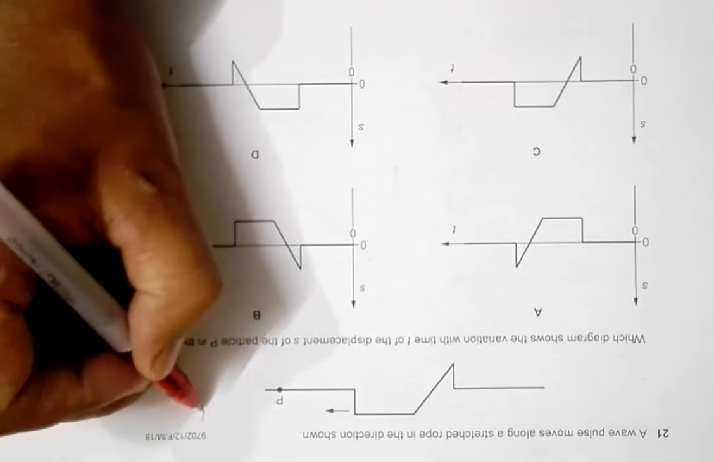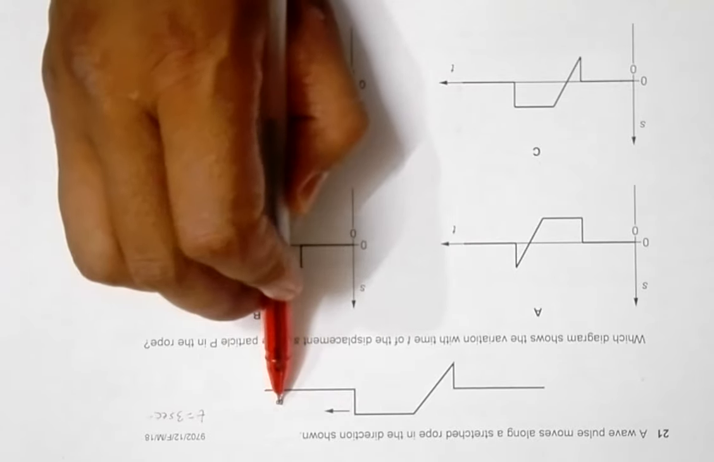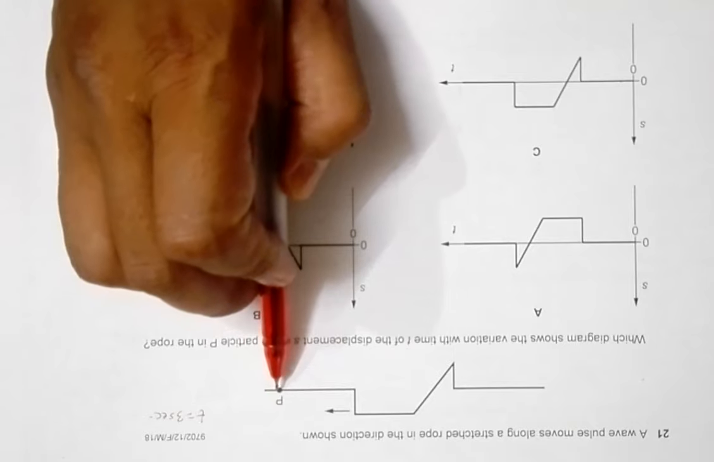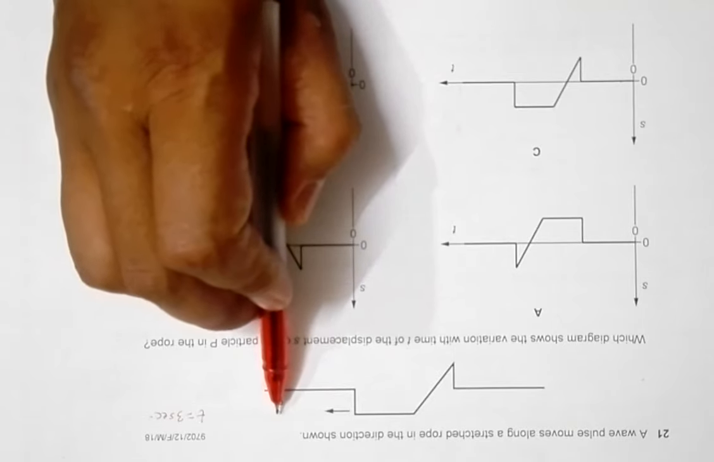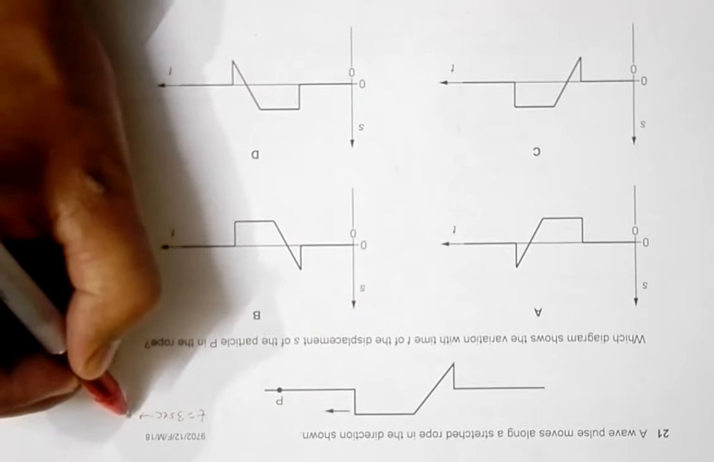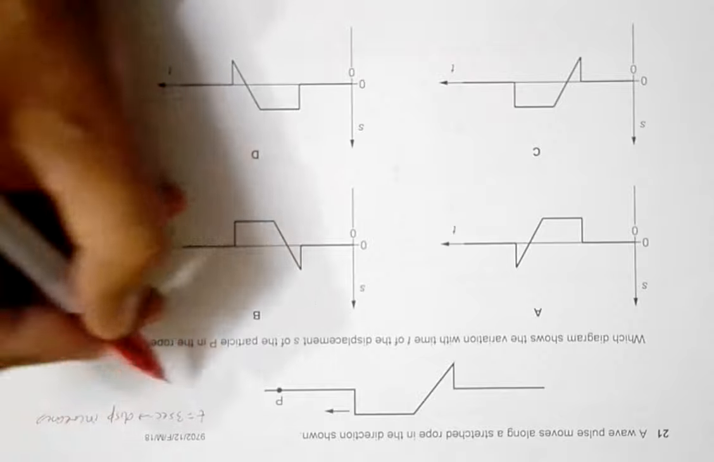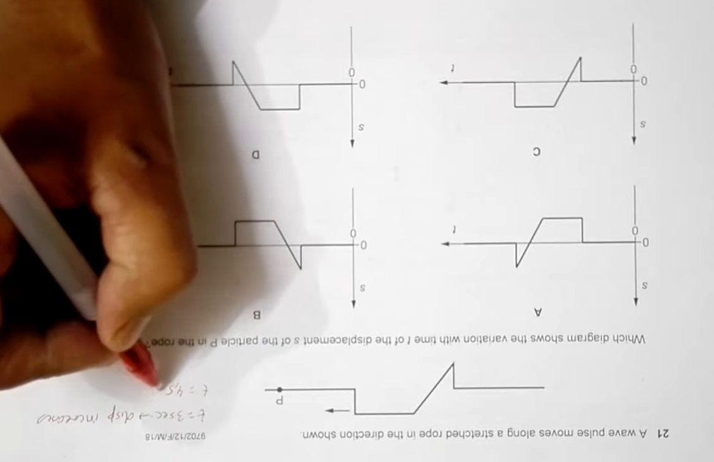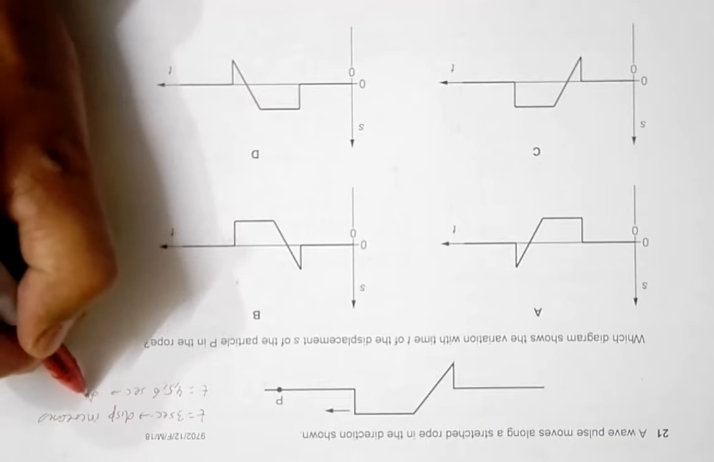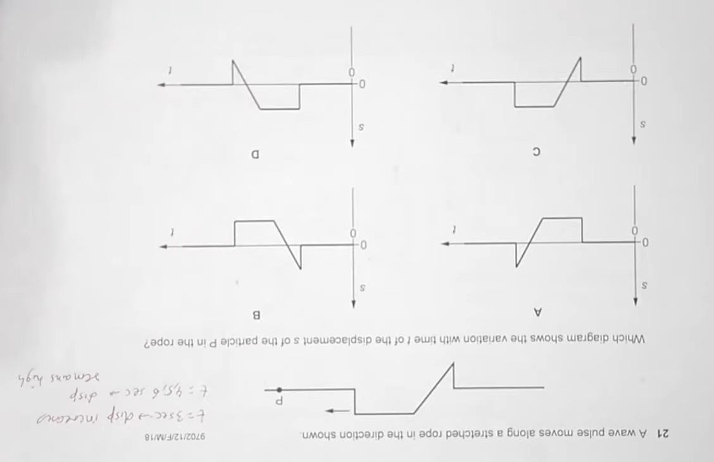Let us say at t equal to 3 seconds, this portion reaches here. So that means the displacement of the particle will be high, and it remains high. So at t equal to 3 seconds, displacement increases. And at t equal to 4, 5, 6 seconds, maybe the displacement remains high. So first, at 3 seconds, displacement increases, becomes high, and at 4, 5, and 6 seconds, it remains high.